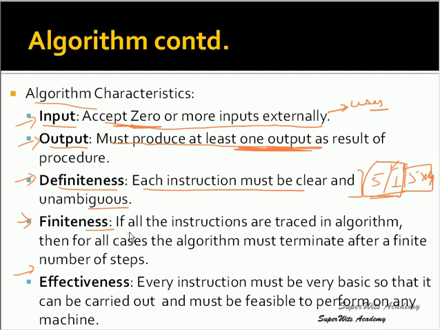Finiteness. As per finiteness, if all the instructions are traced in the algorithm, then for all cases the algorithm must terminate after a finite number of steps. So it must stop after finite steps. If it doesn't stop, that means there is no use and no output will be produced. So if there is no finiteness, that means this program or this algorithm is of no use for us.